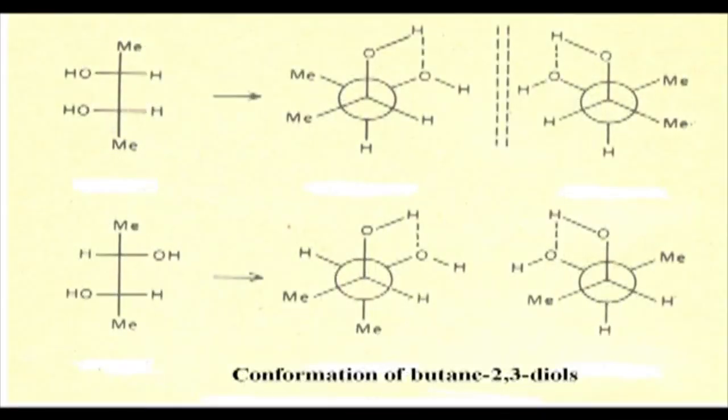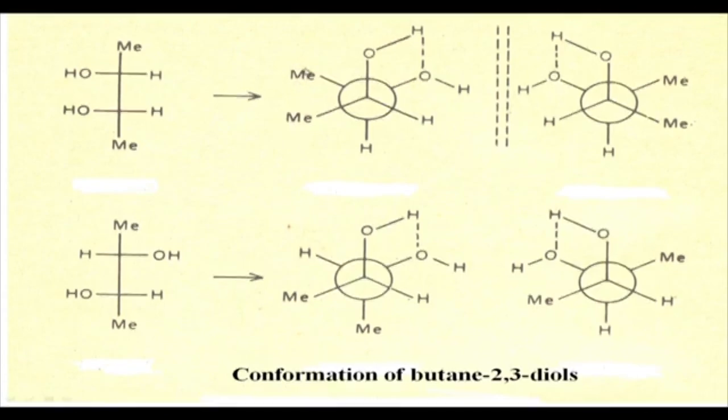In this case, we have the same system, but we have put the methyl groups here also. Earlier it was only ethylene glycol. If you put two methyl groups, you know that this molecule can exist either in a meso form or as a DL pair. If you consider the meso form, this is the form where there is hydrogen bond formation, although while doing so you are bringing the two methyls in the gauche form.